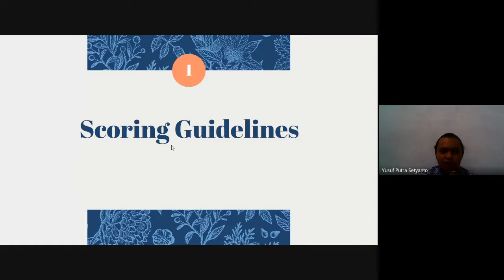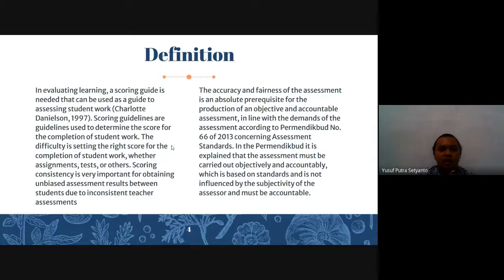Okay, I will explain first about scoring guidelines. In evaluating learning, a scoring guide is needed that can be used as a guide to assessing student work. Scoring guidelines are guidelines used to determine the score for the completion of student work. The difficulty here is setting the right score for the completion of student work, whether assignment, test, or others.